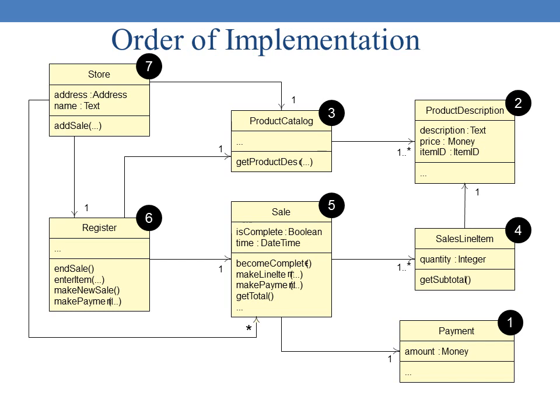Order of implementation. The first one is payment, amount. Second is product description: text, price, money, item ID. Third is product catalog. Fourth is sales line item: quantity, get subtotal. Fifth is sale: complete, date and time, become complete, make line item, make payment, get total. Sixth is register: end sale, enter item, make new sale, make payment. Seventh is store: the address and name, and then add the sale. So like that we have to order a particular POS, point of sale system.